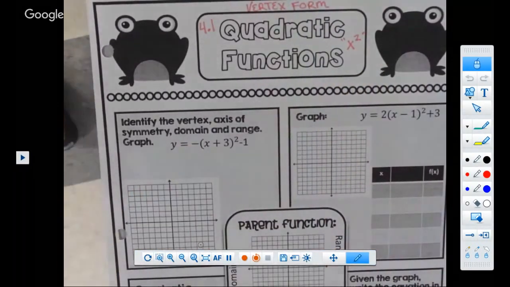Okay, so everything that we're going to start with today, this first sheet, we're going to go through our notes. I'm going to give you about 20 minutes to practice, and then we're going to come back the last 15 minutes, and we're going to start the second form. Hopefully we can get through it.